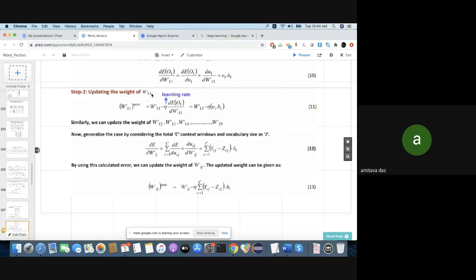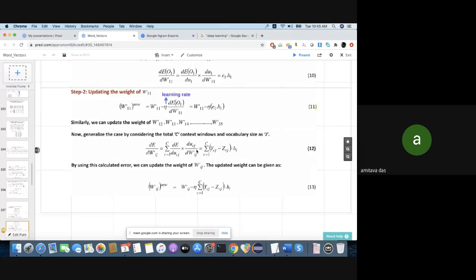So the new formulation will be W11 minus sigma, which is the learning rate, times the change we are trying to make, in the form of the partial derivative of the error with respect to W11. This is nothing but E1 H1, what we just calculated, and the learning rate could be positive or negative based on the slope and the gradient.